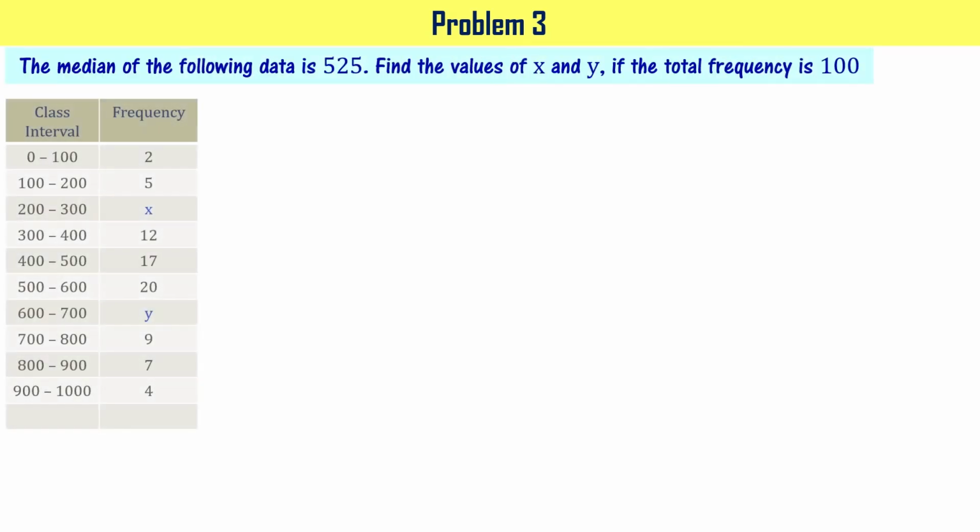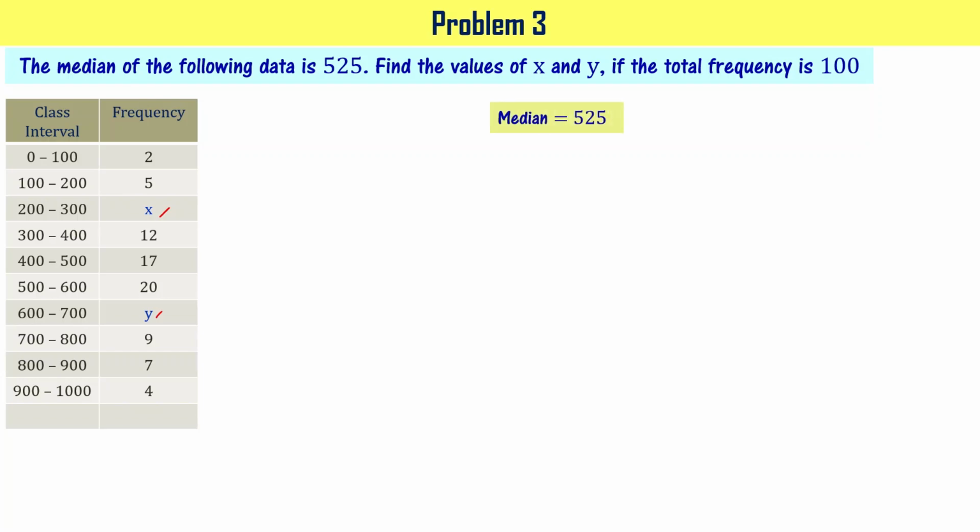Let us solve a problem based on this concept. The median of the following data is 525. Find the values of x and y if the total frequency is 100. The total frequency is given: when you sum 2, 5, x, 12, 17, 20 and so on, you will get a total frequency equal to 100. It is given. Here some frequencies are missing. They are denoted using x and y. We have to find that, right?